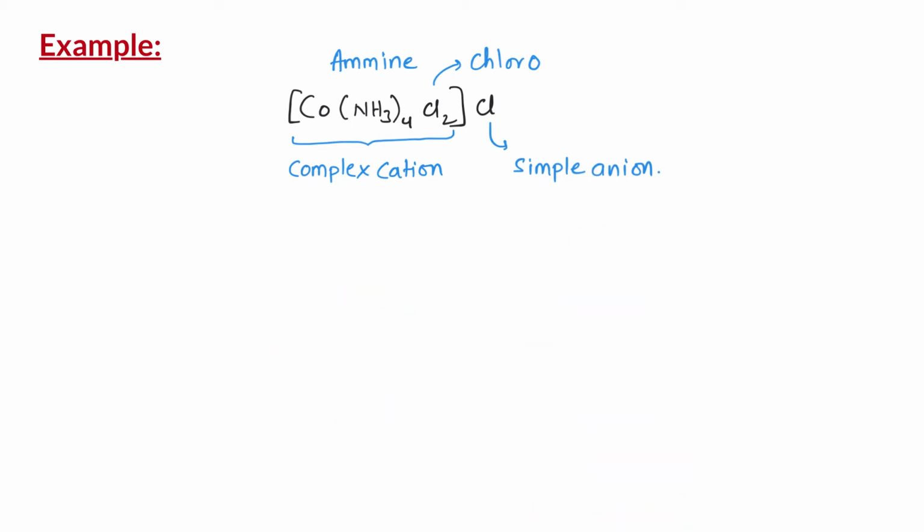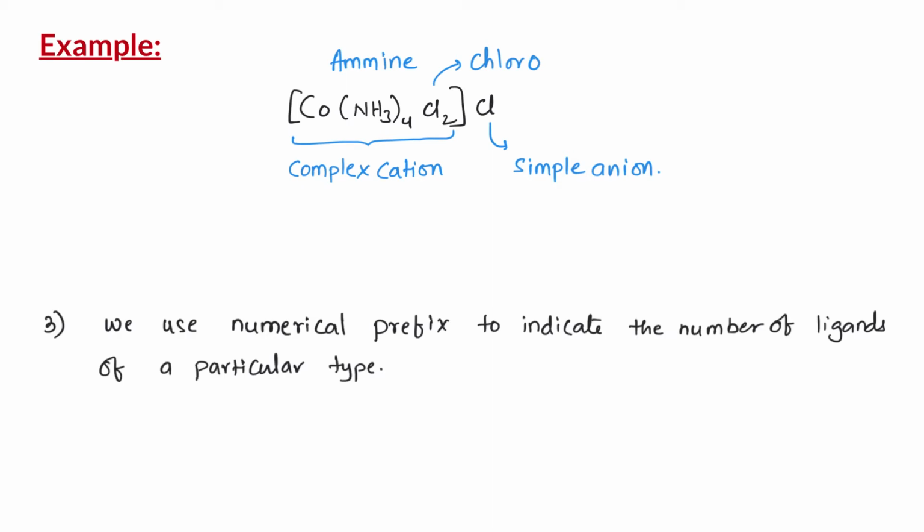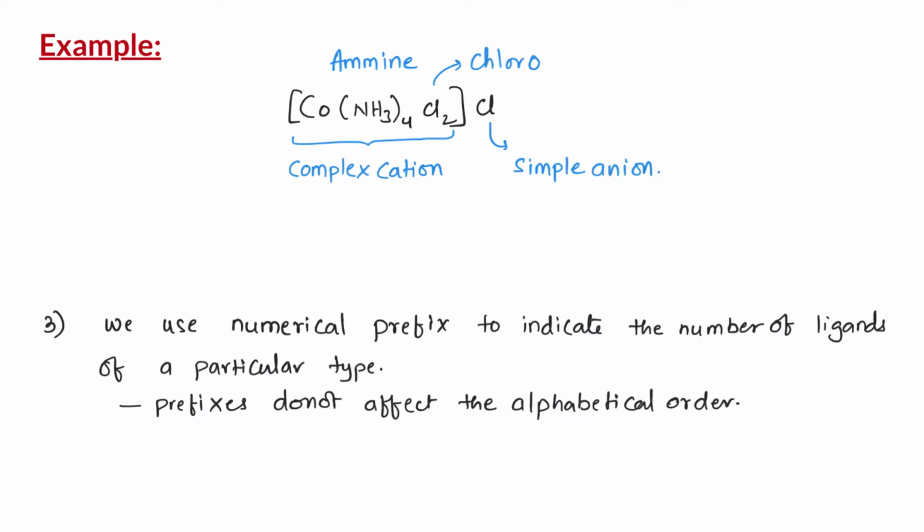Okay, now let's go back to the compound. We have two different types of ligands, ammine and chloro. There are 4 ammines and 2 chloros. Now, how do we convey that we have 4 ammines? We use numerical prefixes to indicate the number of ligands of a particular type. Note that prefixes do not affect the alphabetical order of ligand names.